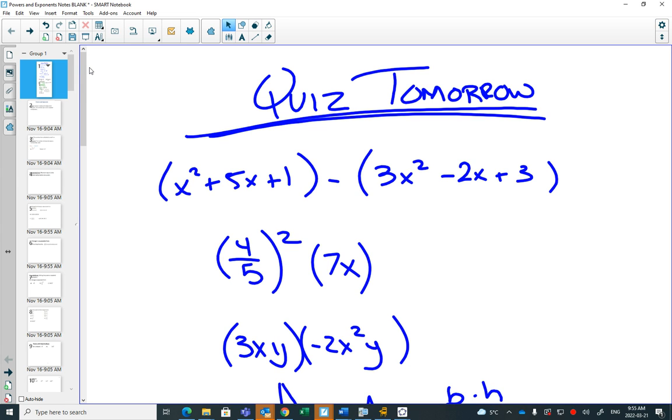We have these ones where you have to do the additive inverse, or you have to remember to distribute the negative, which changes all the signs in the second one, and then you have to combine your like terms. Okay?